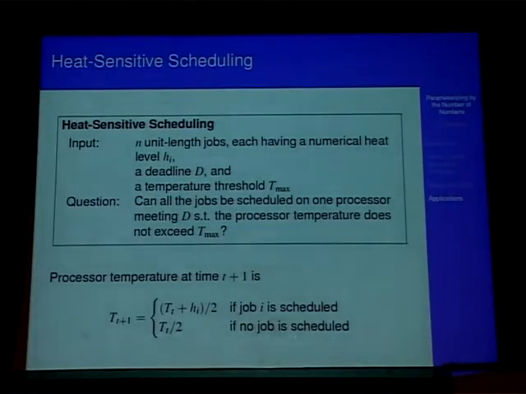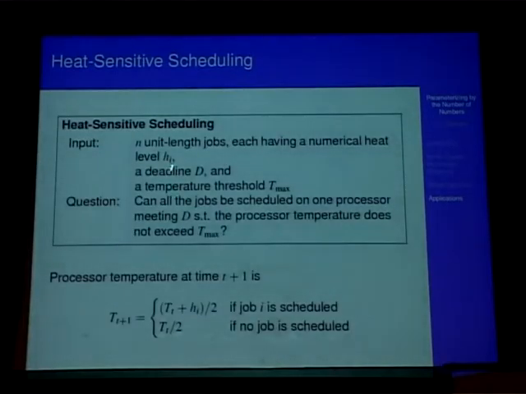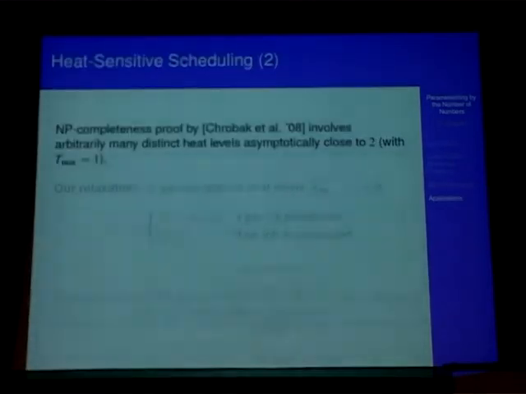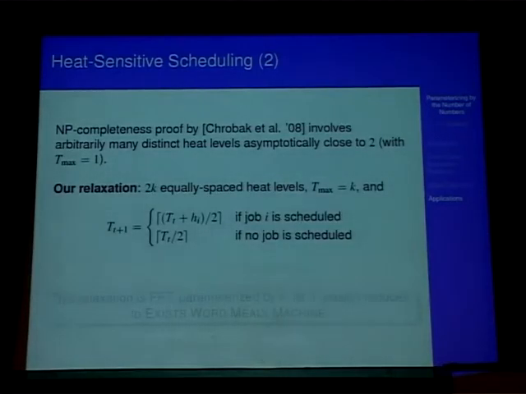But we relax this problem to be able to attack it. By the way, the NP-completeness proof of this problem uses arbitrarily many heat levels asymptotically close to 2. So all these h_i, there were many of them, all different, but all very close to 2. And we thought maybe this doesn't occur very often in practice, that they all have almost the same heat level but slightly differ. So we want to do some discretization of the heat levels.